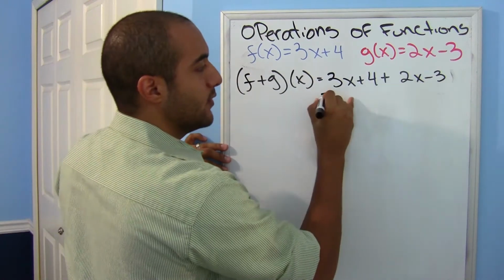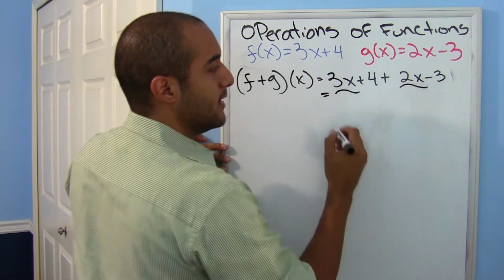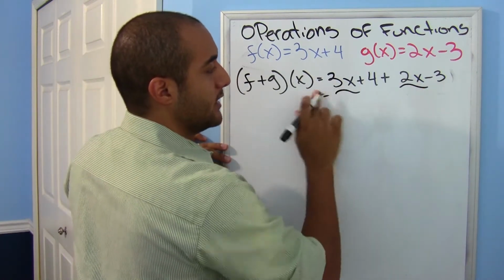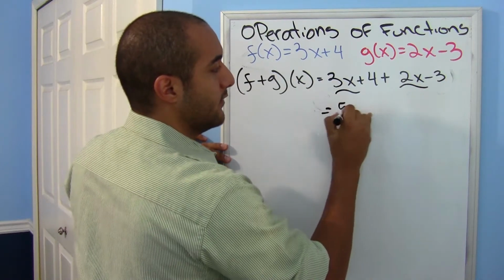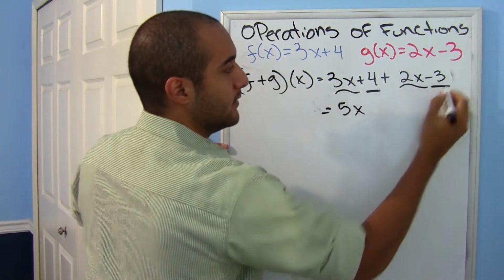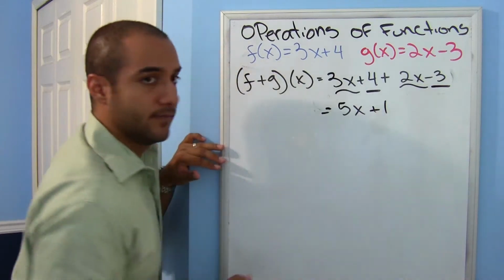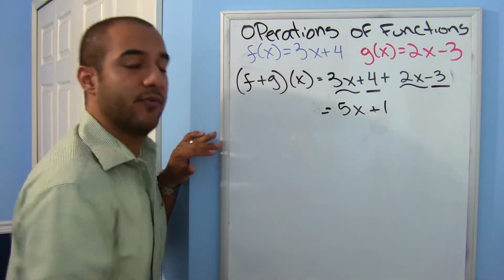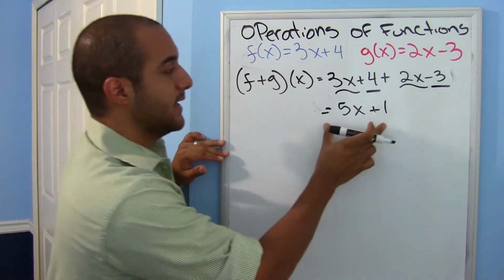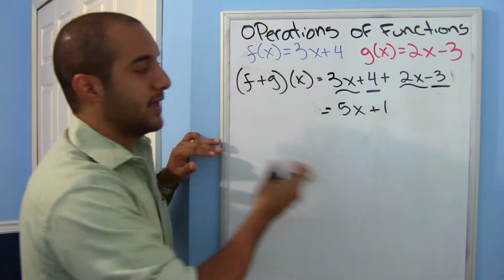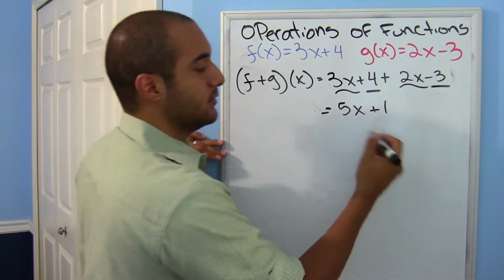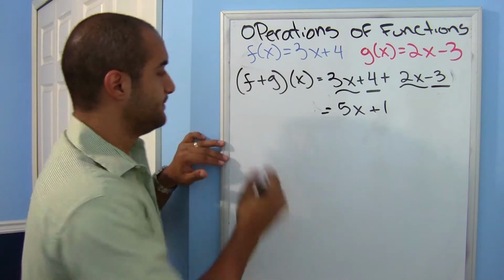and I can actually just go ahead and start collecting my like terms. Here I'll have 5x plus 1, and that's my answer. I can't simplify it anymore. Notice that my domain, it's not hindered by anything. So here my domain is all real numbers.